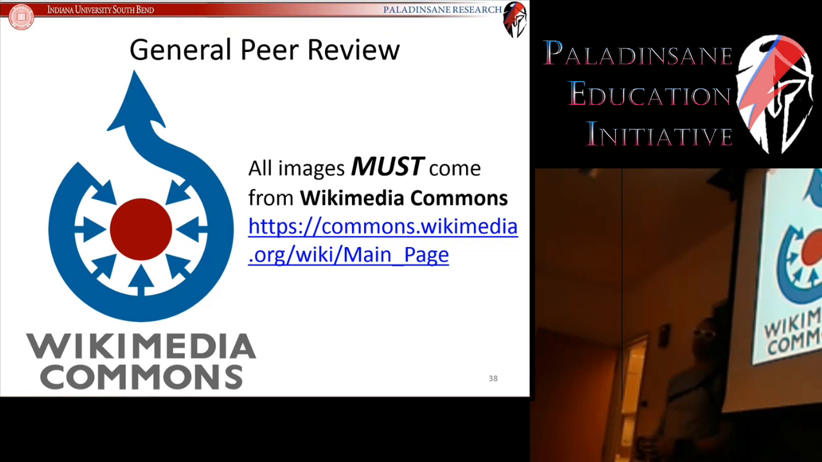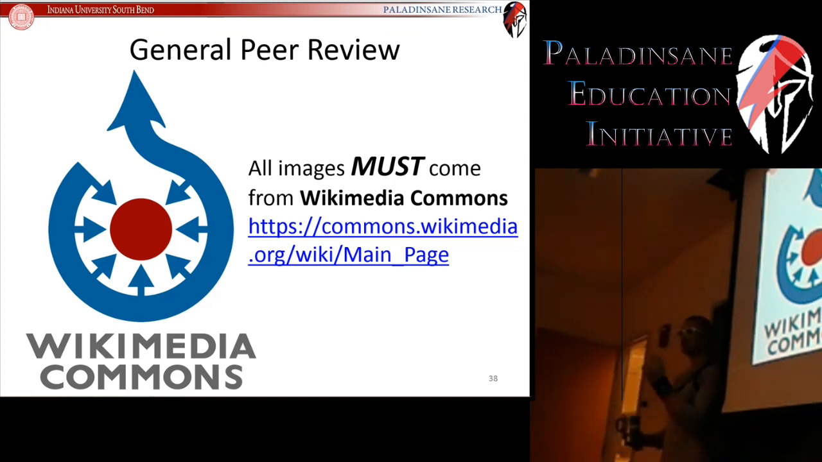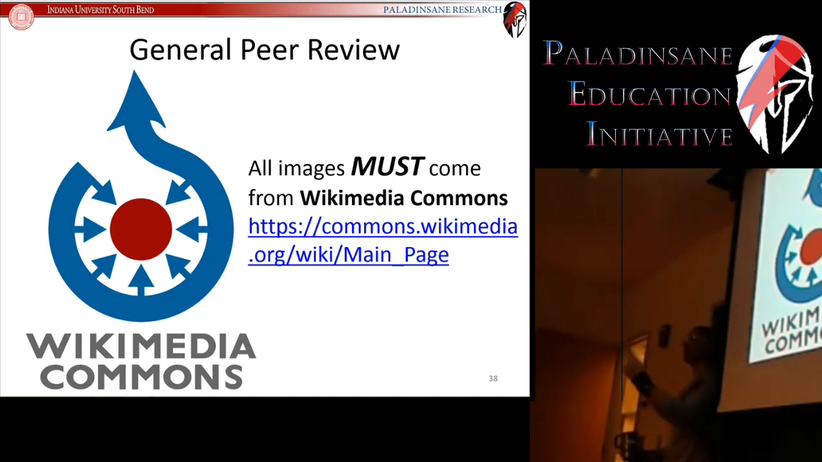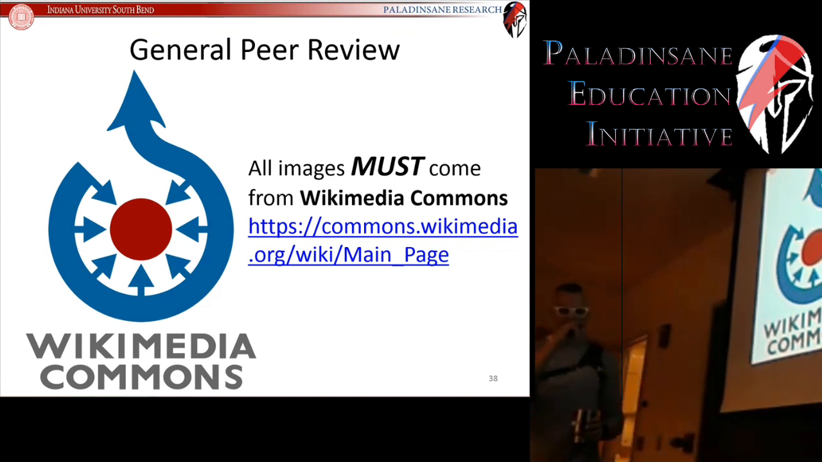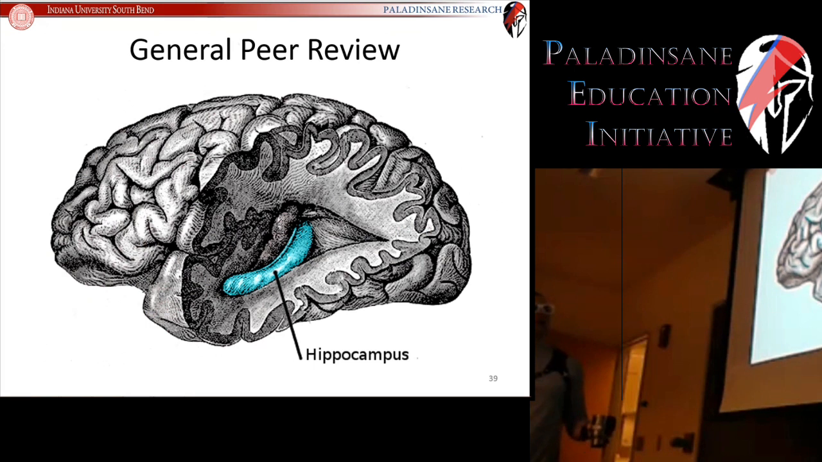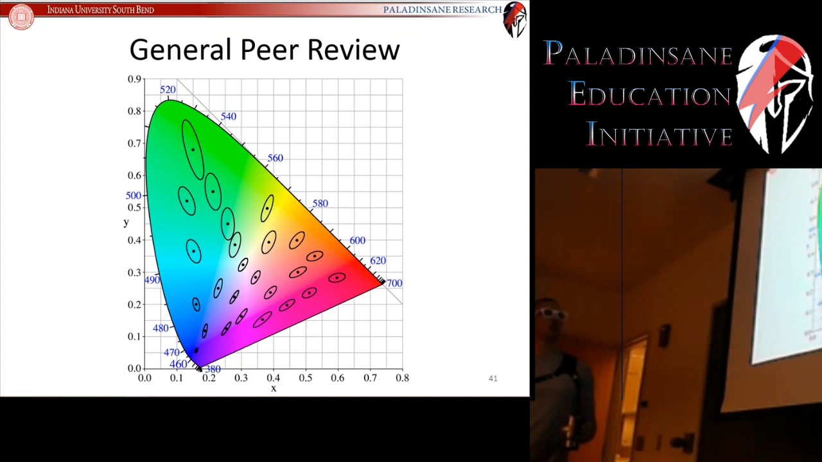Basically, we're going to go to Wikimedia Commons, and we're going to use images from Wikimedia. There's a link for their page. These are images that are either in the public domain, or the creator of the image has allowed people to use it as long as they've been attributed. And that information can be found on each individual section. So if I needed a picture of a brain, say the hippocampus, I would use that from Wiki Commons. If I needed an image to show the dimensions of visual color space, I might use this image. If I needed to show the dimensions of a different color space, I would use this image.